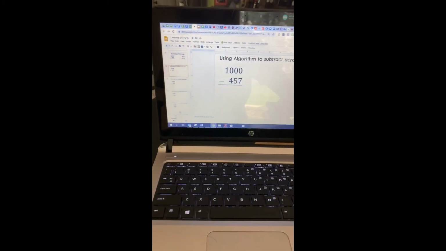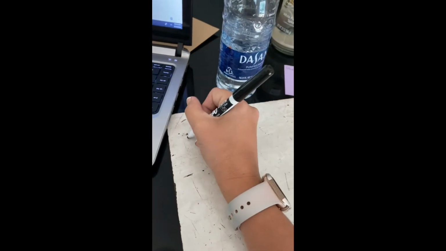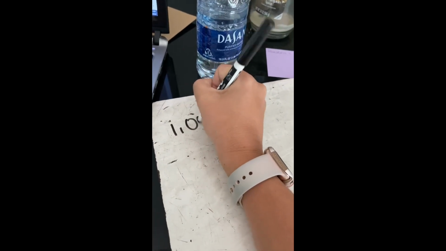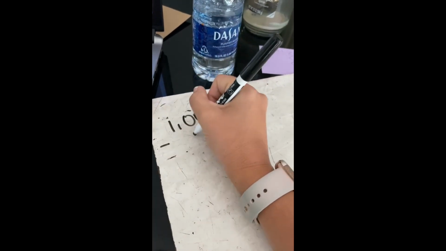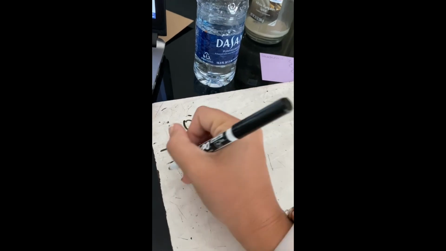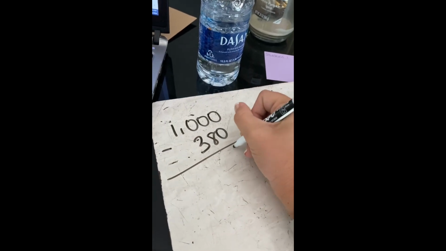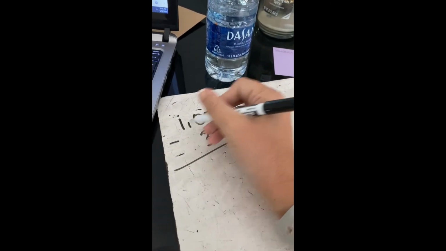All right, let's look at our next problem. 1,000 minus 380. So I'm going to write it right here. 1,000 minus 380. 0 minus 0. Ooh, I can do that. That's 0. 0 minus 8.